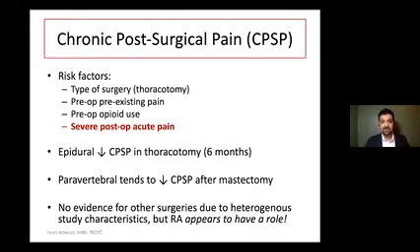So what is the evidence that is available for chronic post-surgical pain? Epidural has been shown to reduce it in thoracotomies, and studies have gone up to 6 months, and the result was the same. Paravertebral blocks tend to decrease chronic post-surgical pain after mastectomy. The evidence is not strong, but it is there. However, there is no evidence for other regional anesthetic techniques reducing chronic post-surgical pain after surgeries. However, there appears to be a role for regional anesthesia.